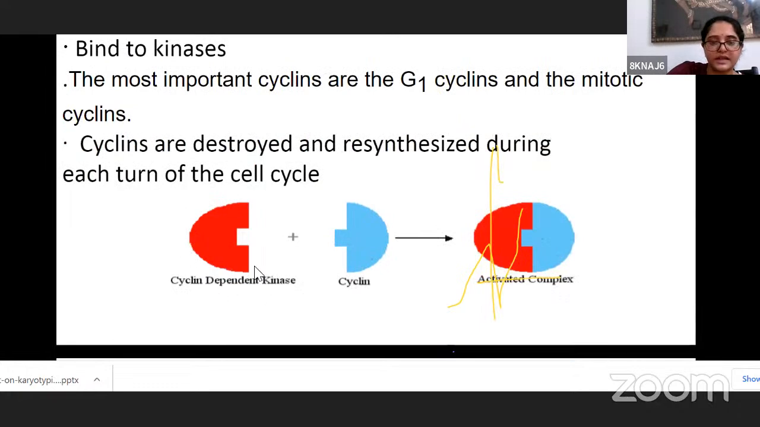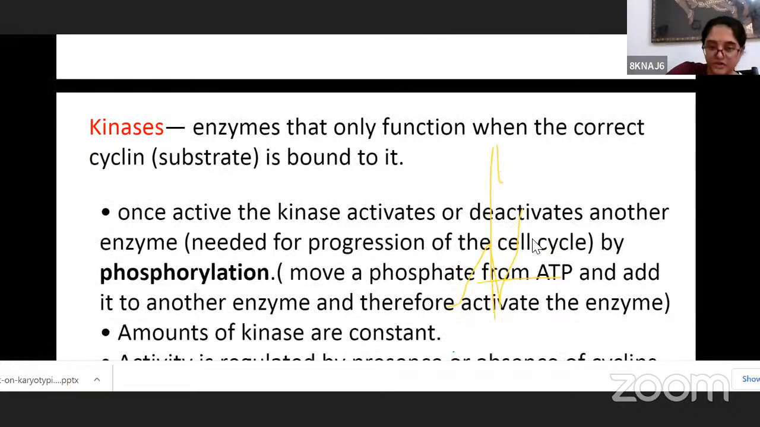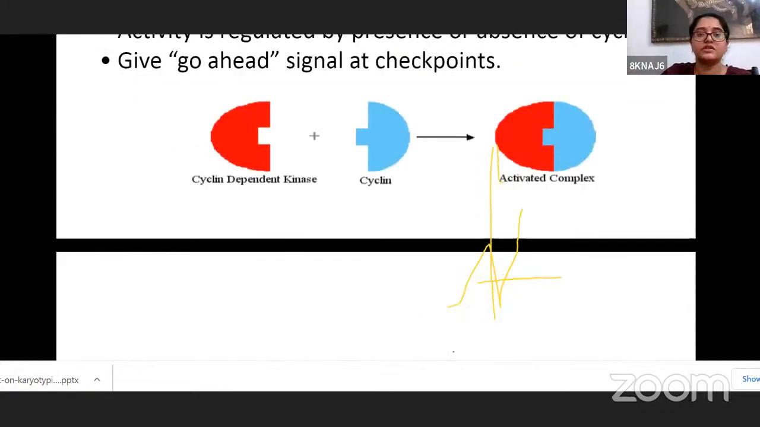As you can see, this is the cyclin dependent kinase, and this is how the cyclin activated complex looks. Now, kinases are enzymes which activate or deactivate through phosphorylation. Kinase means it phosphorylates. So a phosphate is added, ATP is broken down, energy is released, because of which you have the complex breakage or going on ahead. But the amount of kinase is constant.